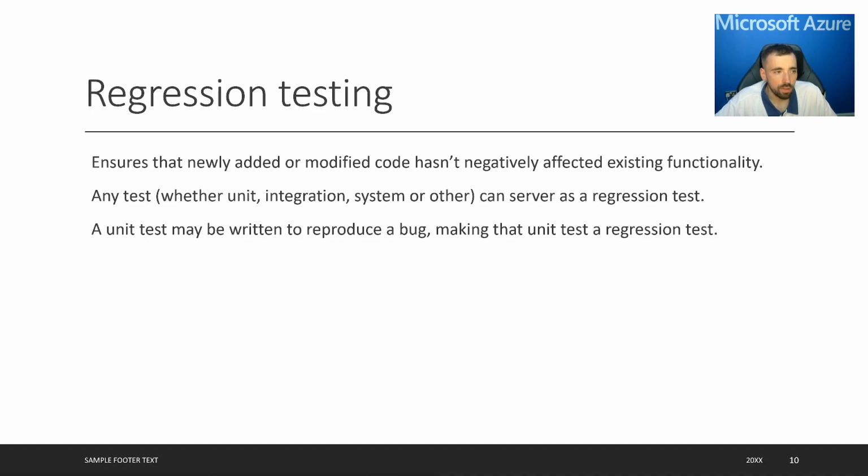Regression testing ensures that newly added or modified code hasn't negatively affected existing functionality. Any test, including unit, integration, system, and other, can serve as a regression test. So this is not distinct in the way that unit, integration, system is. Regression testing can fall into any of those categories. So what we might find is we've noticed a bug in the application. As we're trying to debug that issue, we end up writing a unit test which reproduces the issue, and then that unit test permanently gets added to the application and then serves as a regression test.